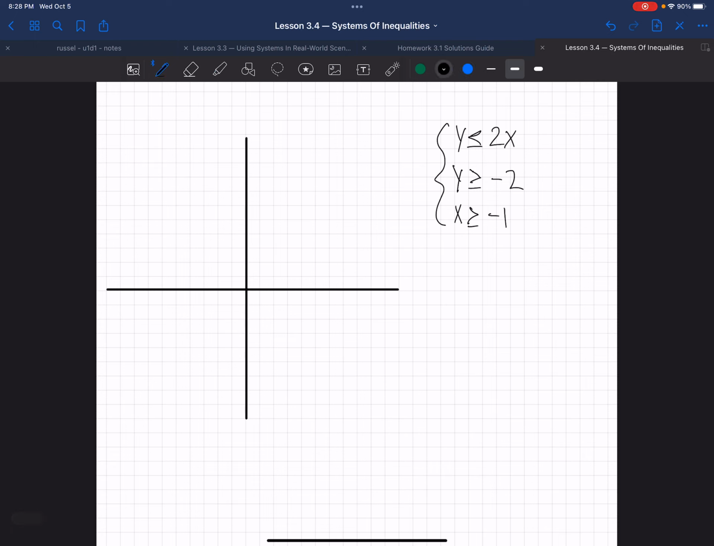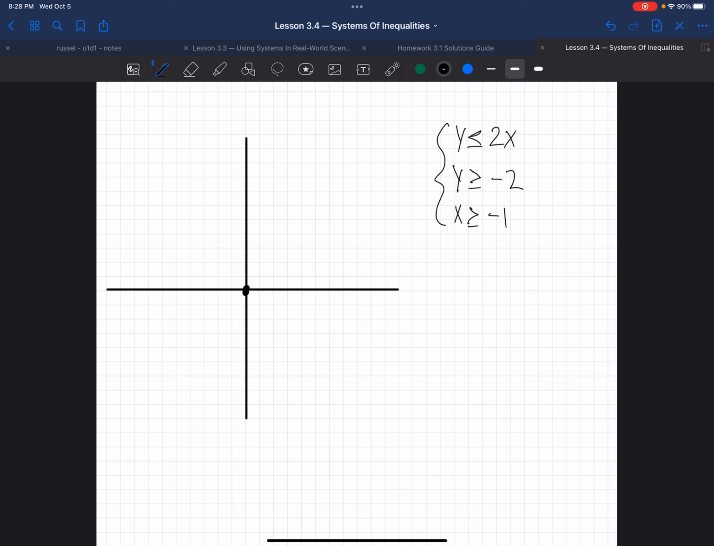And I only want to do this one because you see how I have y and x with no other variable, so these are going to be straight horizontal or vertical lines. So the first one I've got here is y is less than or equal to 2x. So to plot that, the y-intercept is at 0, at the origin, because we don't see a b, so it implies b is 0.